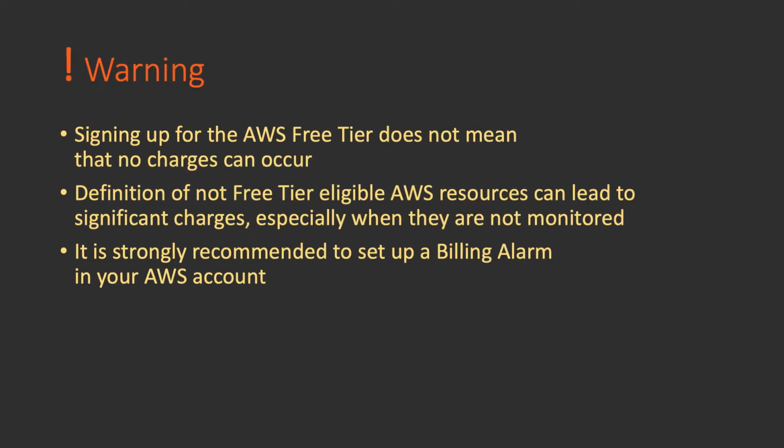Like in the last demo, I want to give you the warning: if you use AWS free tier, that doesn't mean that no charges at all can occur. If you define resources that are not free tier eligible, that could lead to significant charges. So be careful, monitor what you are doing. Set up a billing alert with your AWS account so you know you reached a certain boundary. This demo, though, with the objects we create, the resources we use, causes no costs on top of your free tier limits.